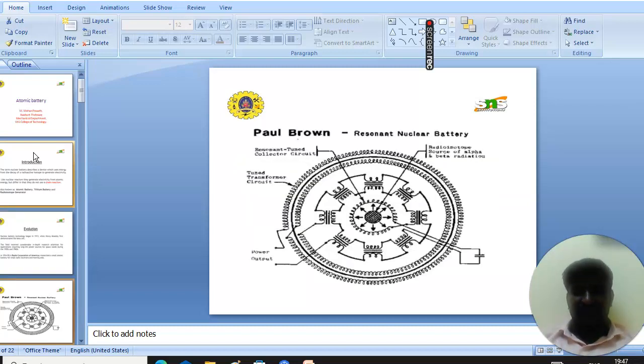This is the schematic representation of the first resonant nuclear battery, which was developed by Paul Brown. In this, a radioisotope source of alpha and beta radiations is placed inside resonant tubes, called a circuit, which produce electricity with the help of the radioisotope source through the decay process.